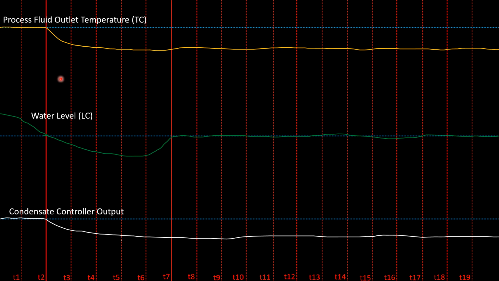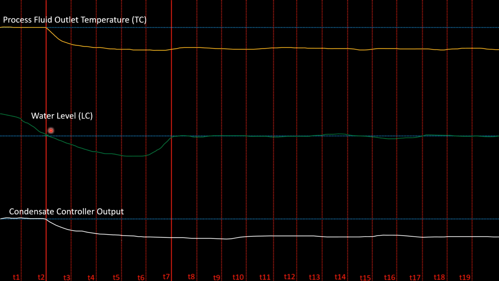As you can see, we have 3 blue dotted lines. The first blue dotted line is set point for the process fluid outlet temperature controller, which is controlled by the condensate valve. The second blue dotted line is set point for the override controller for water level. And the third blue dotted line is the initial value for the condensate controller output. Each vertical red line is a different sampling period.